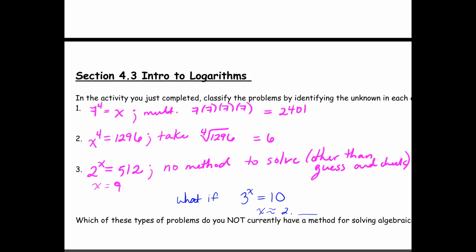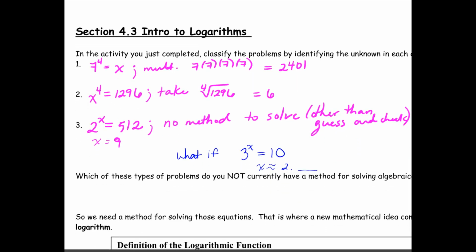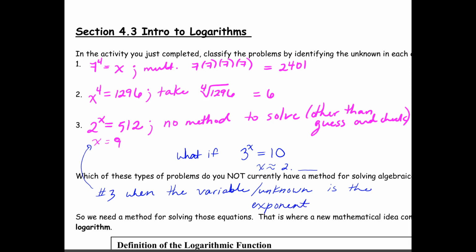But obviously, we need a new method to solve exponential equations, specifically when x, the variable, the unknown, is the exponent. So which of these types of problems do you not currently have a method for solving algebraically? Number 3, when the variable, you might say the unknown, is the exponent. So when the variable or the unknown is the exponent.